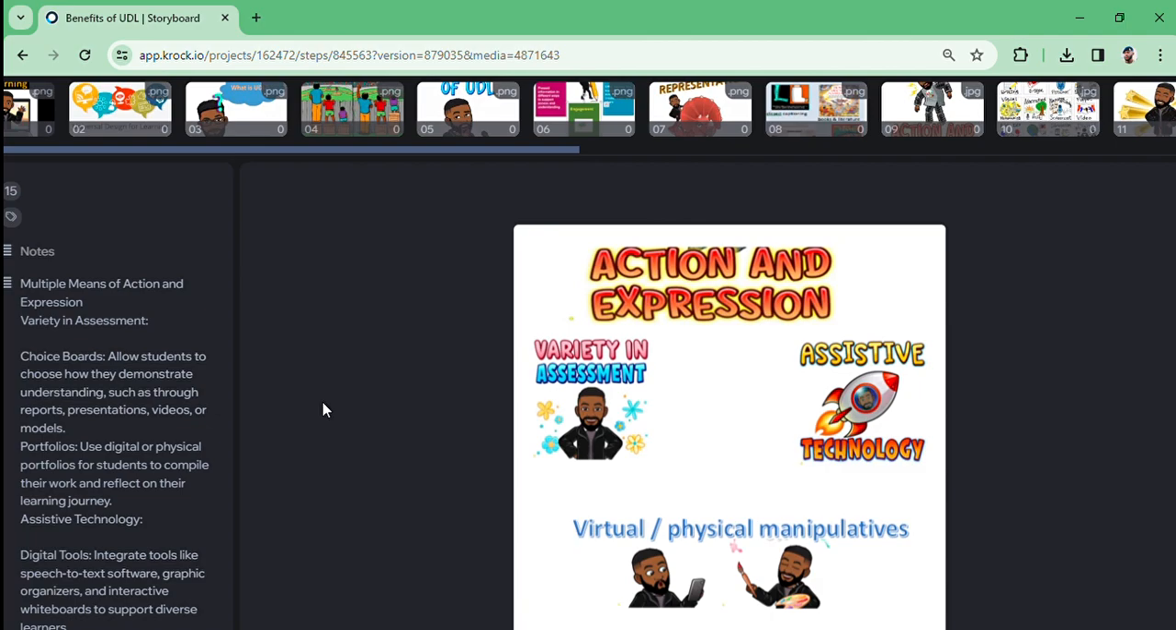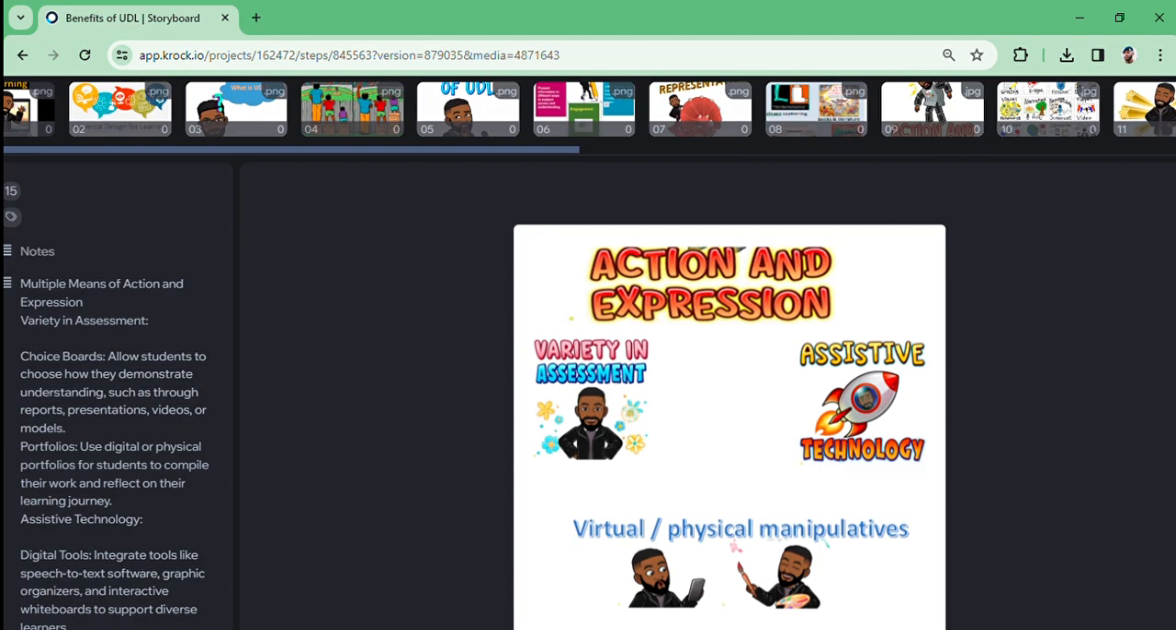As it relates to action and expression, we have to ensure that we have a variety of assessment, because as we mentioned before, we are catering to students of different learning styles, so they may express their knowledge in a different way. A good way to use this is to have the students present their understanding of the content based on their learning style.